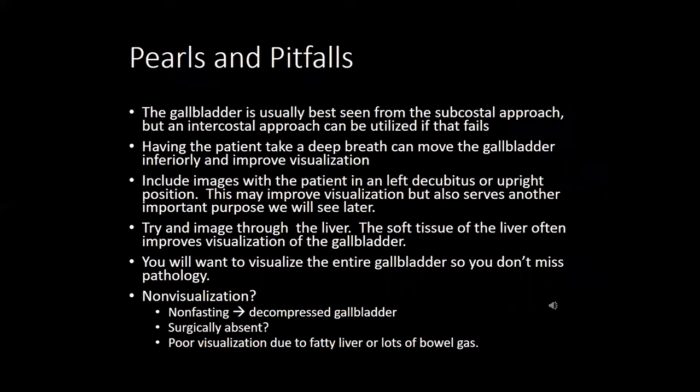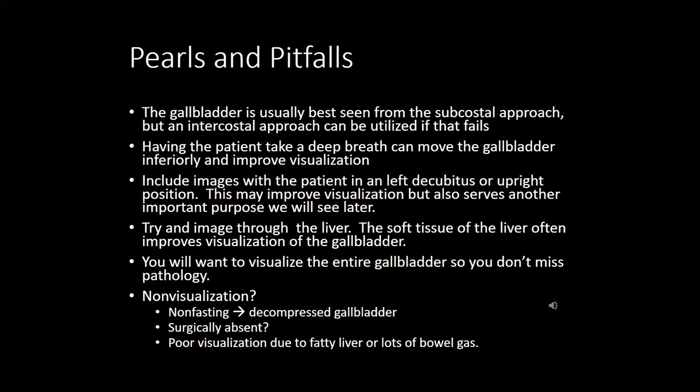Let's talk about things that can make or break your gallbladder ultrasound. As we discussed, the gallbladder is usually best seen from a subcostal approach. And making the patient take a deep breath in can help move the gallbladder into a better position to image. However, this doesn't always work. You may need to try an intercostal approach to visualize the gallbladder. You may need to change the patient's position, put the patient in a left lateral decubitus position, the left posterior oblique position, or an upright position. These may improve visualization, but they also serve another important purpose that we will discuss later.